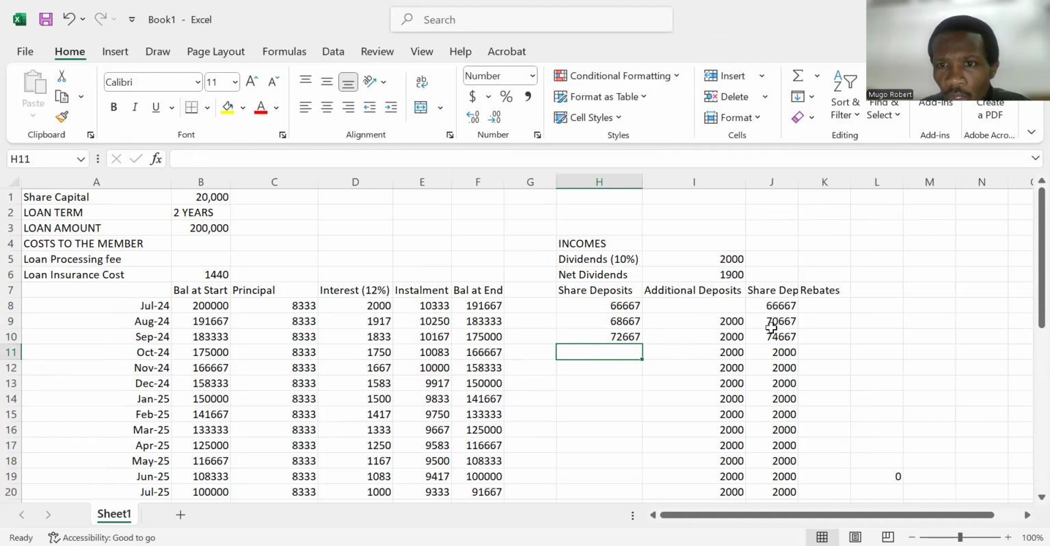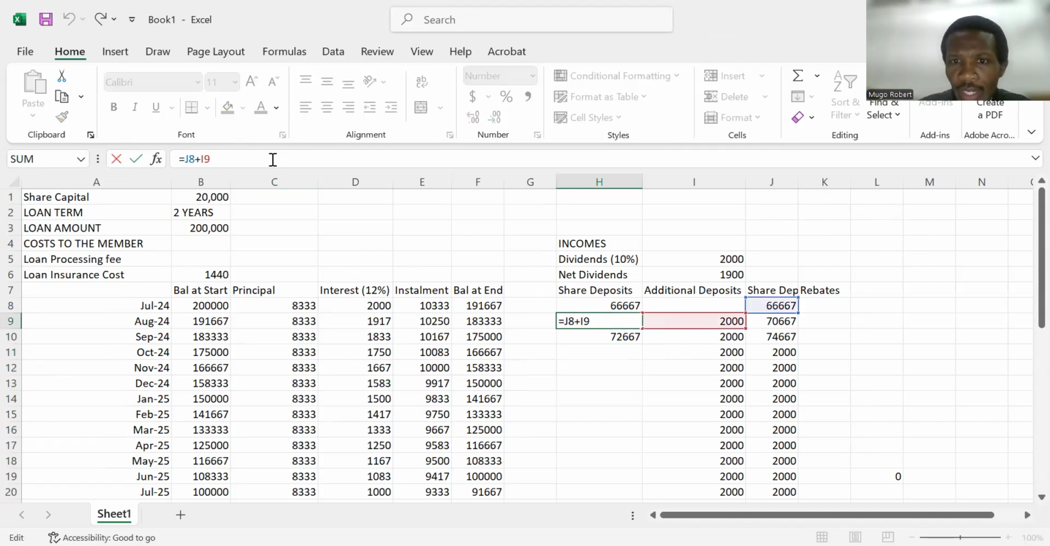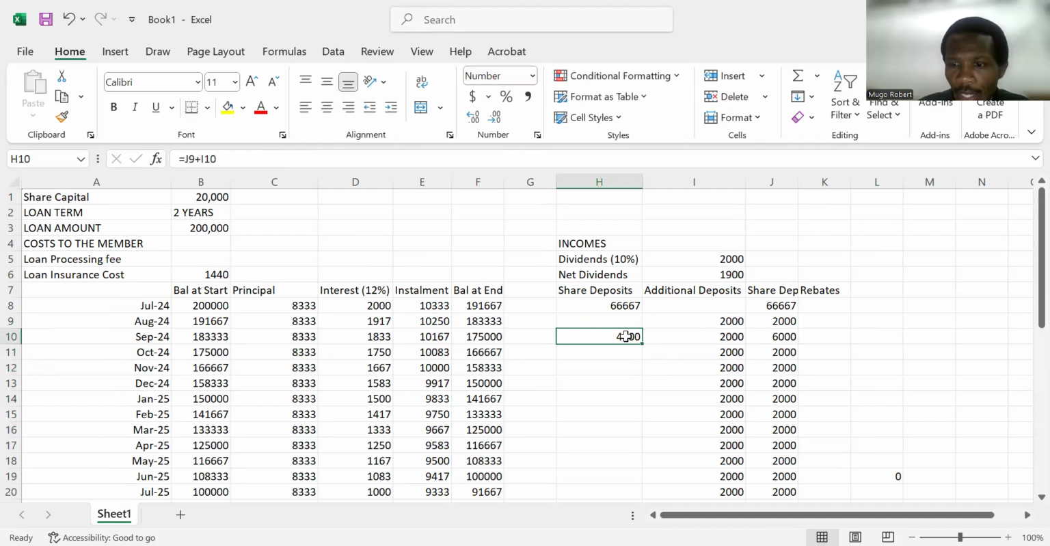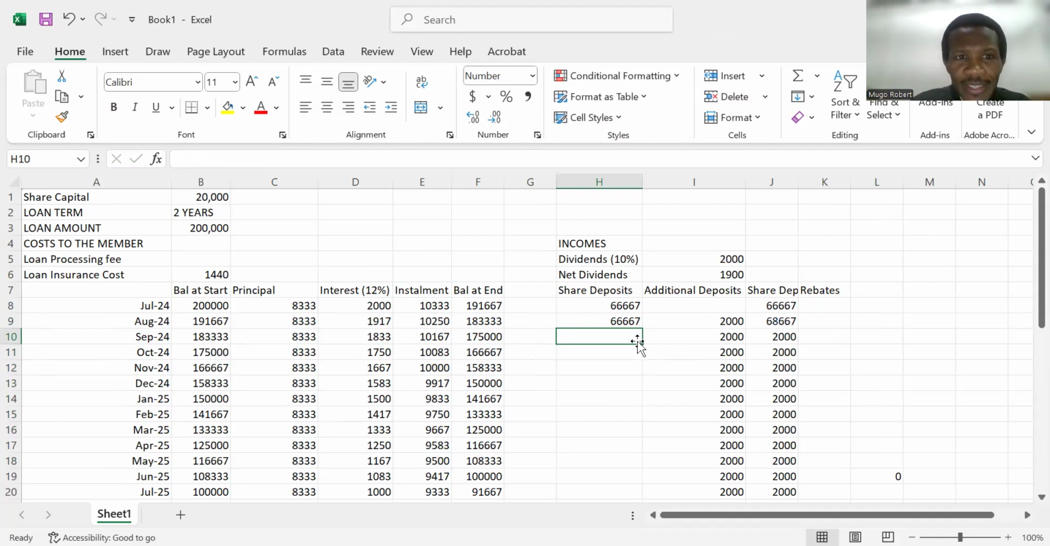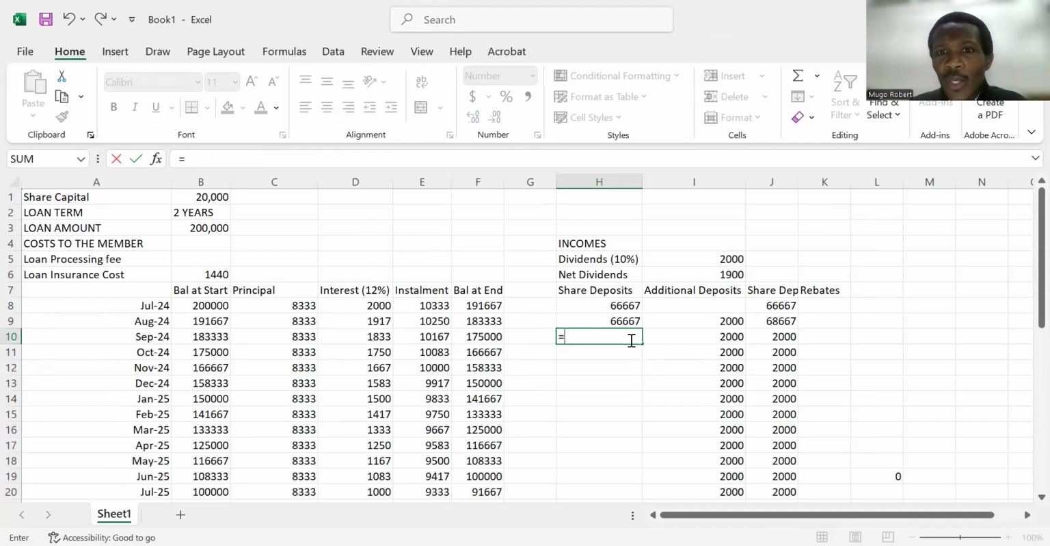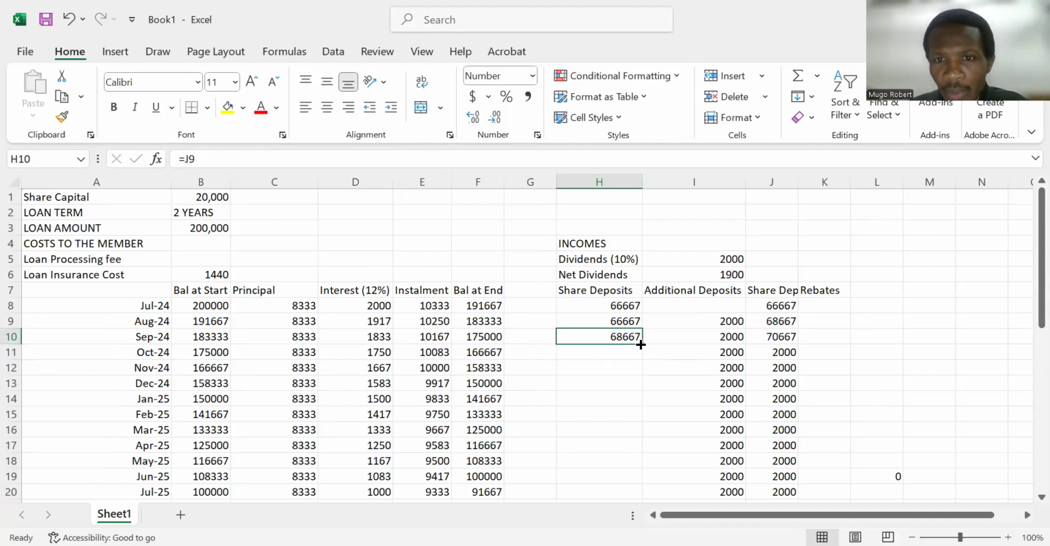Sorry, there is something here that is not okay. Let me correct this. So the deposits at the beginning of August will be the deposit at the end of July. So it goes to that. Deposit at the beginning of September will be equal to the deposits at the end of August, plus. So we now can double tap.